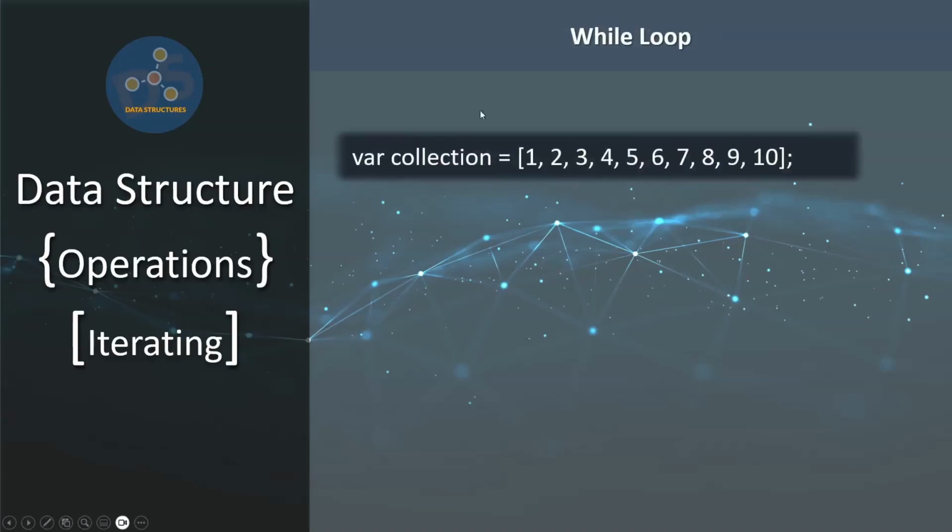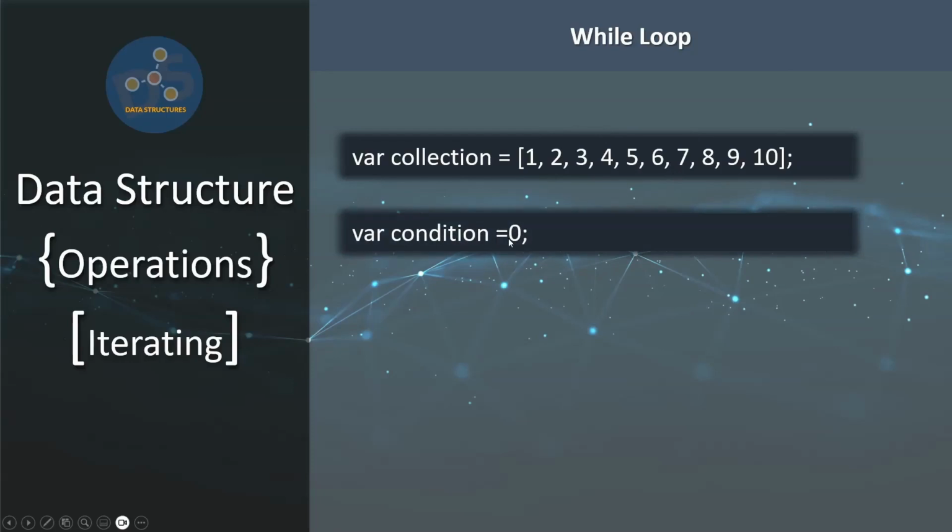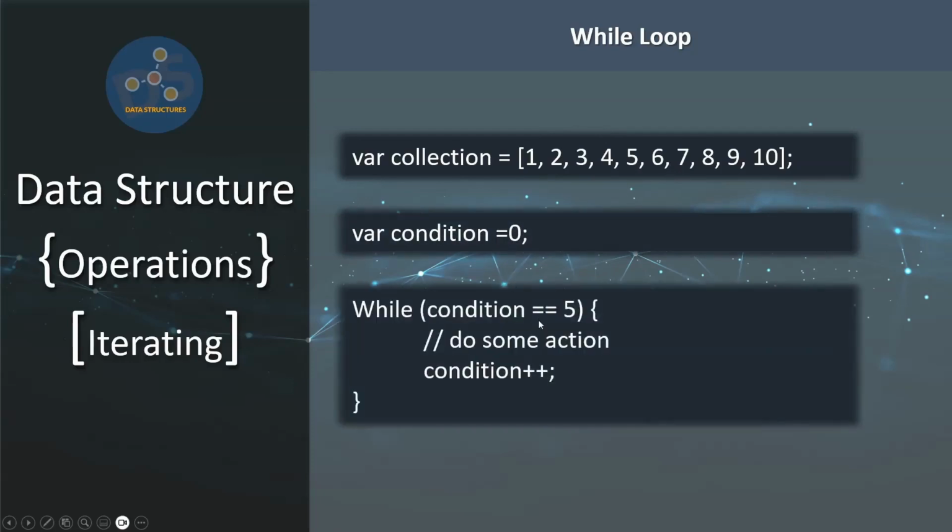Let's say that we have this collection storing numbers over here, and I would like to loop over this collection to do some kind of operation over it. I create a condition. I give it, for example, 0, and then while this condition is not equal to 5, I do something over this collection, and then I update the condition by 1. Plus means update this condition by 1.